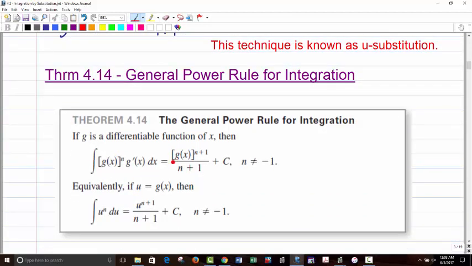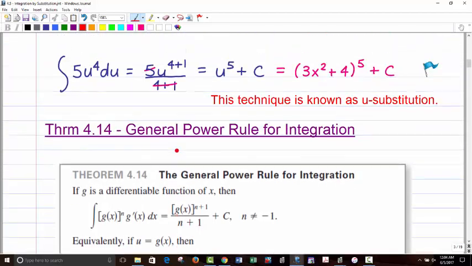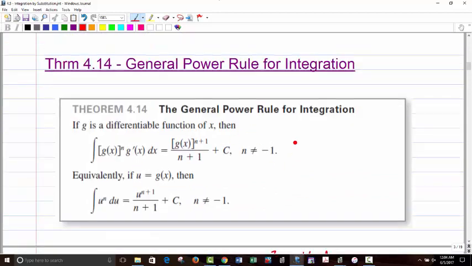Okay, this first notation is very complicated looking. And once again, n can't be -1. In the next chapter, we'll see what the answer is if it is -1. And then if you rewrite it like I did here, letting u be g of x, we represented this as the u, we had the 5 right here, but then the u to the 4 du, then you just do the power rule from there. So that's what's basically happening.